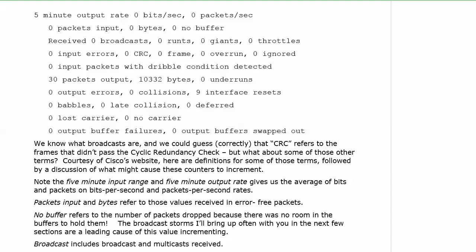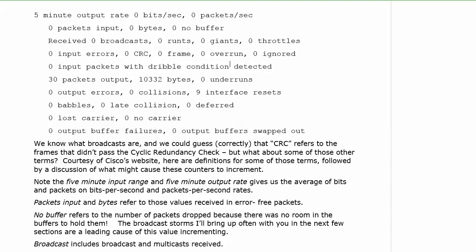And with packet input and bytes first, we have right near the top of the second half of the information. That refers to these values that are received in error-free packets. Now, that all sounds fine. It's like, hey, this is the good stuff. Well, the bad stuff's coming. No buffer. No buffer refers to the number of packets that were dropped because there was no room in the buffers to hold them.